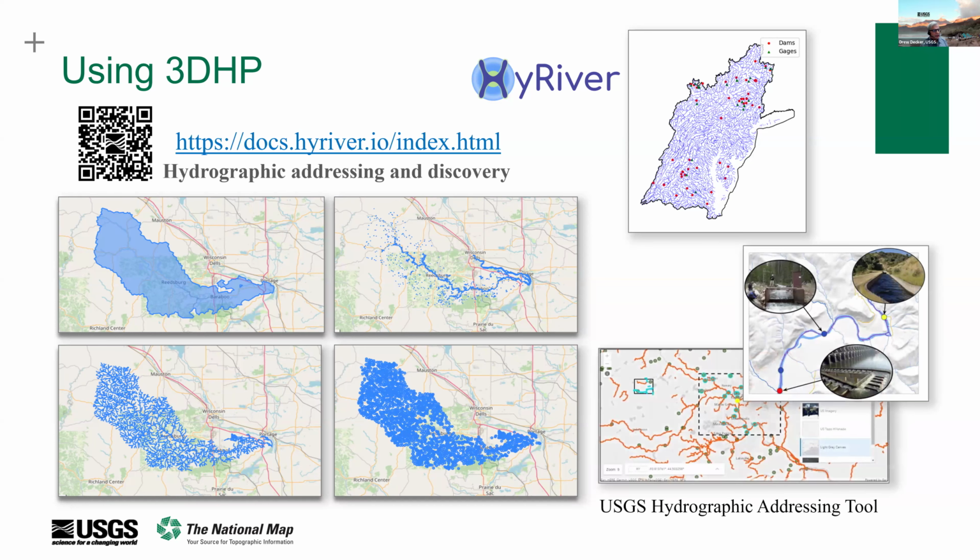We also can add addressing to this. There's addressing tools that we can use. USGS has a hydrographic addressing tool called HydroAdd. We have a HydroAdd 2D. Now it's going to be a 3D with a new 3D HP.